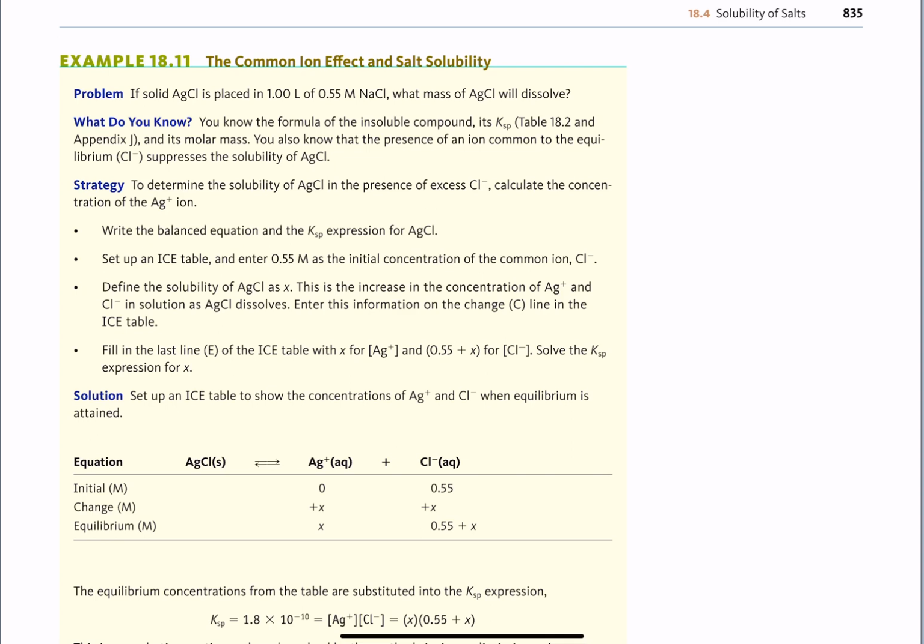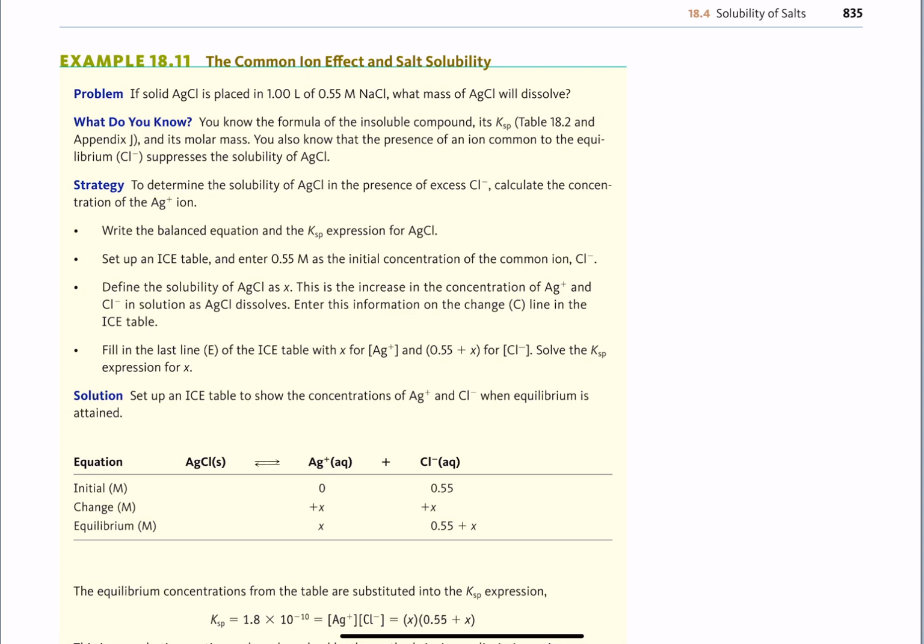The steps are what we've talked about before. Always write the balanced equation, showing the equilibrium and showing the dissociation of the insoluble or weakly soluble salt into its ions. You can see that a little bit farther down at the very top of the ice chart.